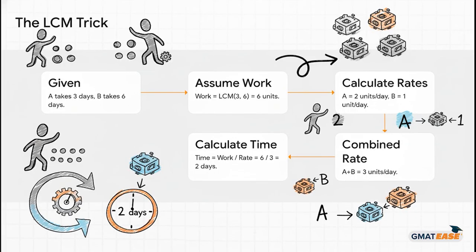Look at how clean this makes the math. Let's say A takes 3 days and B takes 6 days. The LCM of 3 and 6 is 6. So we'll just assume the job is to build 6 little units. That means A's rate is 2 units per day, and B's is 1 unit per day. Together, their combined rate is 3 units per day. So to finish the 6-unit job, it will take them exactly 2 days. No fractions anywhere. Just simple, clean arithmetic.